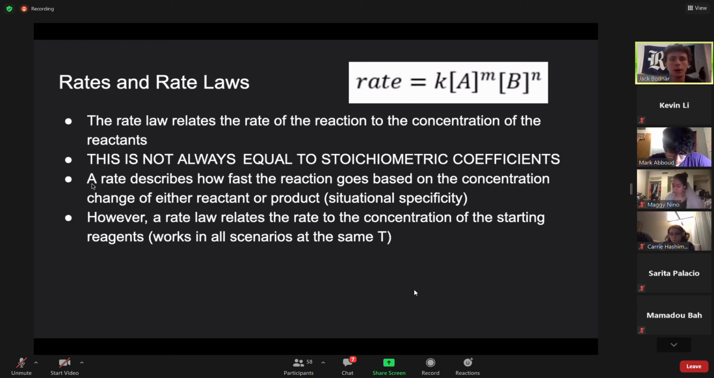But a rate law is relating the rate, so our concentration changing over time, with the concentrations of our starting materials. So if you're ever asked to write a rate law for something, you should always write the equation rate equals, and then whatever the rate is equal to in terms of the concentrations of our starting materials. Hopefully that helps. Feel free to unmute if it does not make sense still.